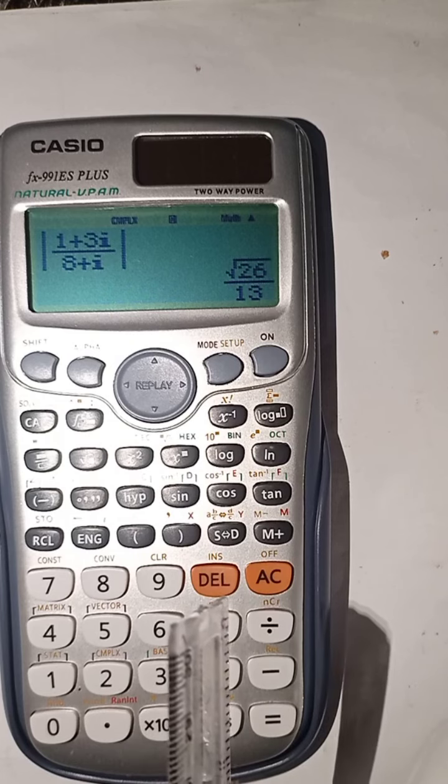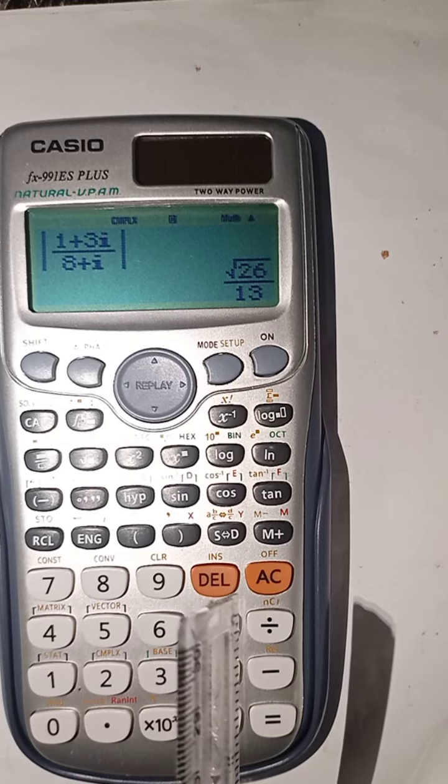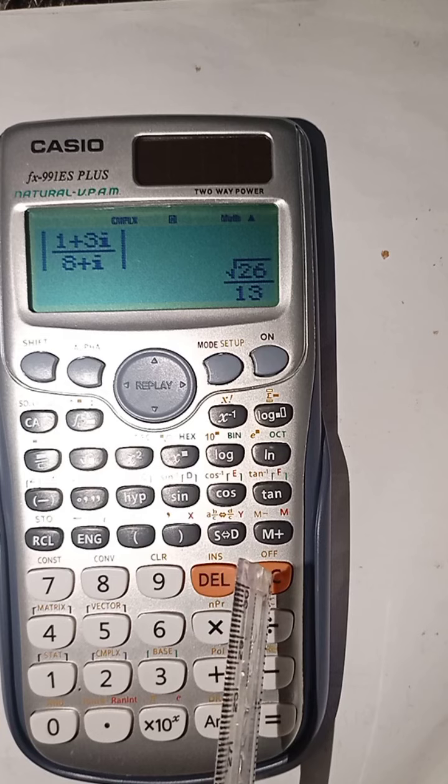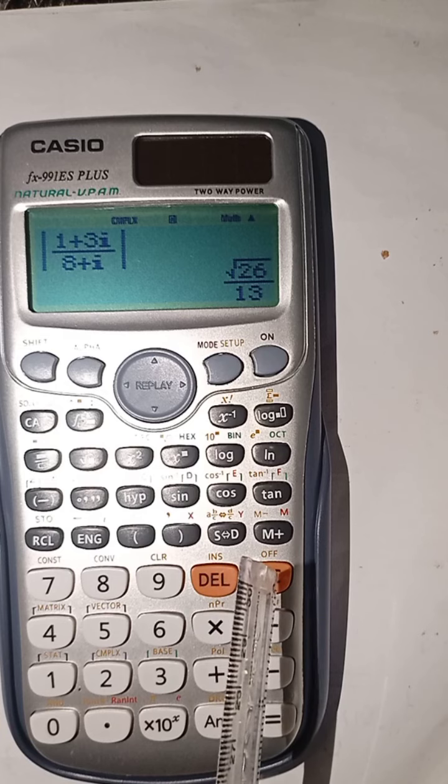So this is how you solve the modulus of a complex number with your calculator. So please take note and God bless you.